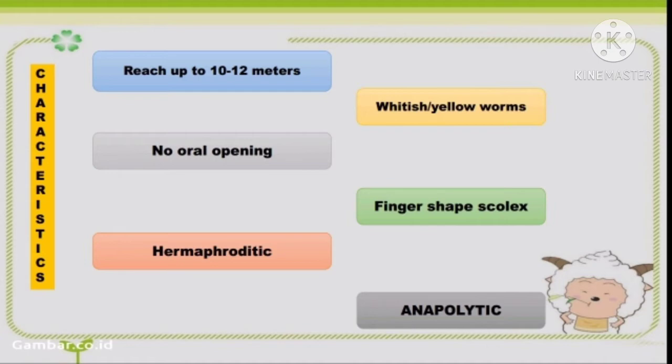Third, they have no oral opening. Thus, if you wonder how it eats or what its form of eating is, it is through absorption, absorption in the lining of the gut. Fourth, we have the finger-shaped scolex that has no hooks and narrow, weakly muscular grooves, or the bothria, that run longitudinally along the body or its scolex.